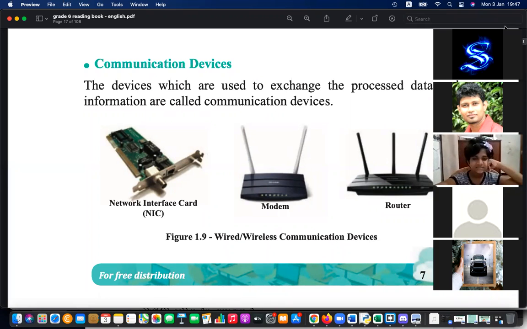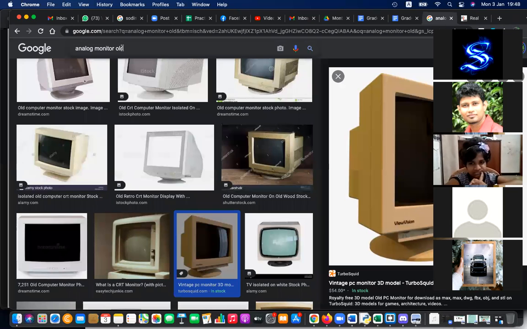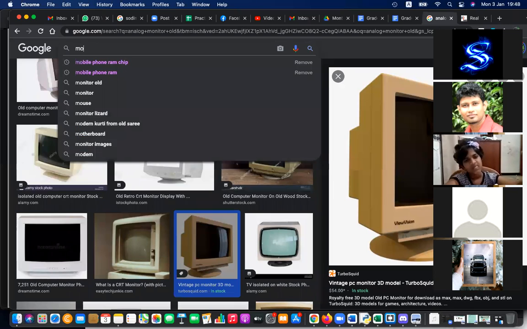Out of that, what is there inside your mobile phone? What do you think? Network interface card. Yes, NIC is there, but not this kind of NIC. There is a NIC chip in a mobile phone, because a mobile phone is a smaller one. This is a mobile, yes, smartphone.